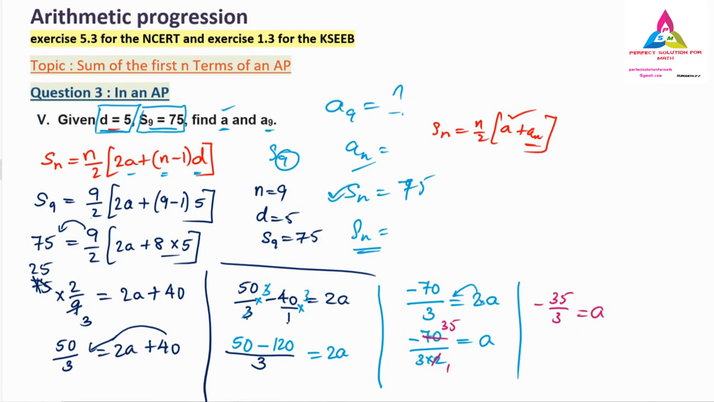We found the a value, that is minus 35 by 3. Now we found the first part, the a value. Now what do we have to find? That is a9. So how to find the a9? If you want to find a9, you have to go for the an formula. Here we have to apply the an formula to find a9, because we know the a value, d value and n value. So we can solve this very easily.